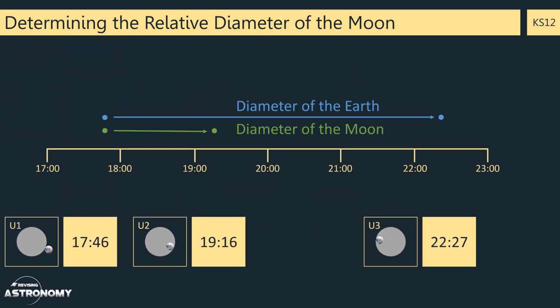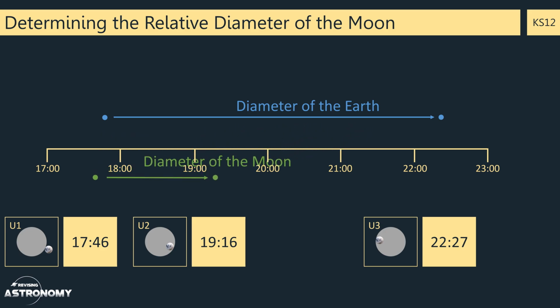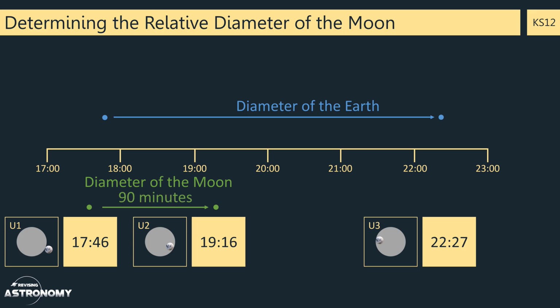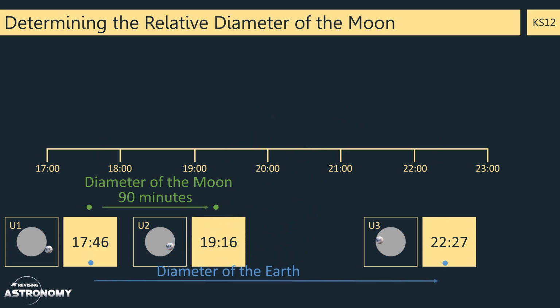If we move this onto a timeline, it makes it easier to see the difference in scale of the diameter of the moon and the Earth. So we can work out the time it took to move to each of these points. From U1 to U2, the diameter of the moon, it took 90 minutes. That's the time from 1746 to 1916. And to go from U1 at 1746 to U3 at 22:27, it took 281 minutes.